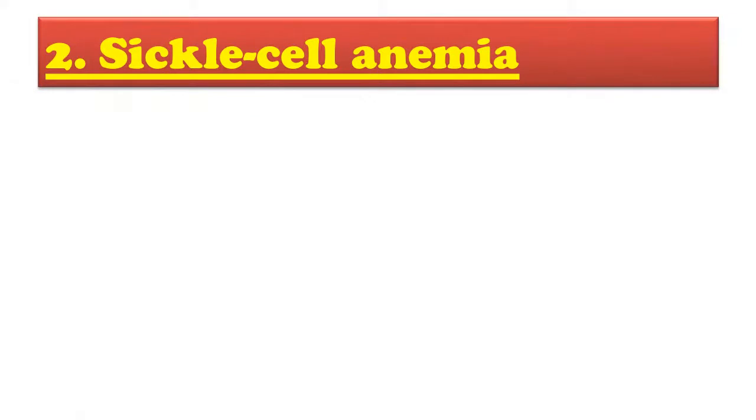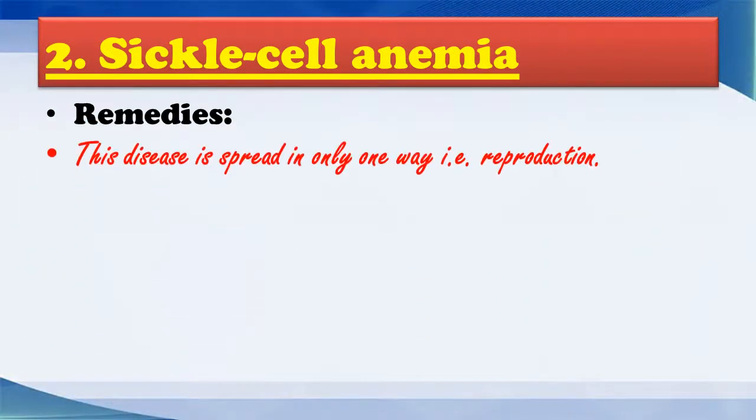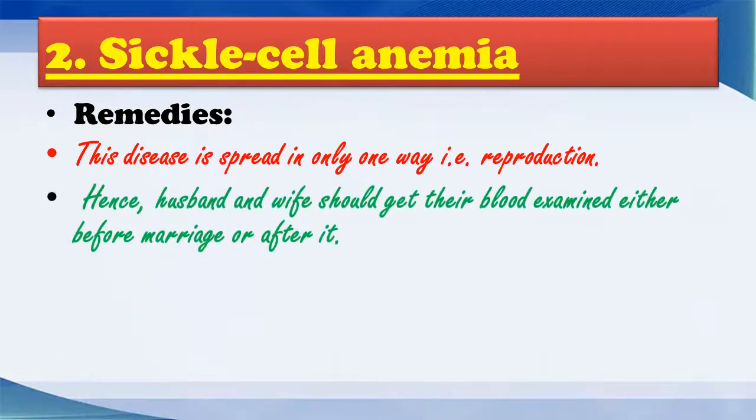Now next we have the remedies for sickle cell anemia. First, the disease is spread in only one way, that is reproduction. That means, as we have seen in the previous slide, if both the parents are sufferers, then the progeny will definitely be sufferers. Hence husband and wife should get their blood examined either before marriage or after it.